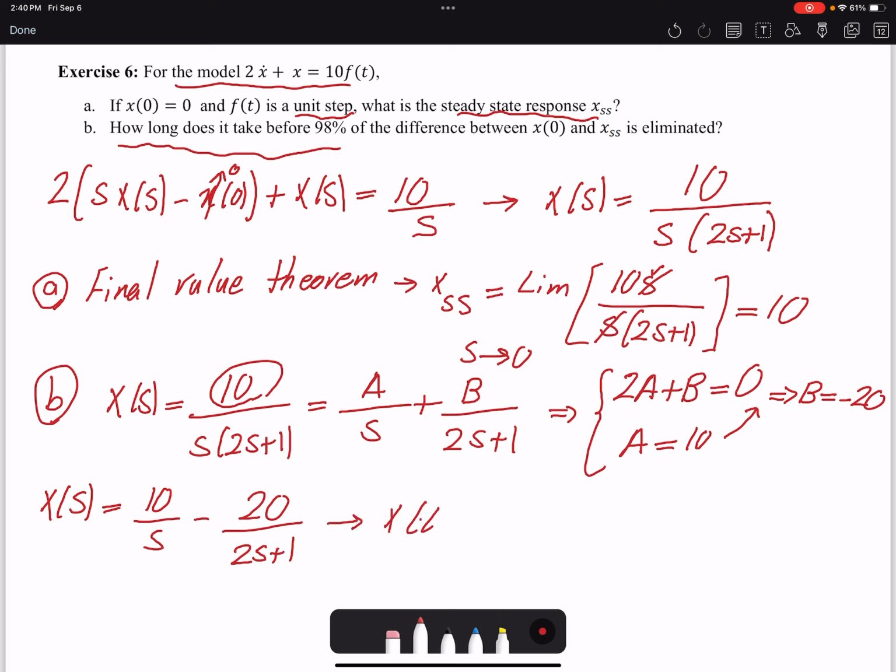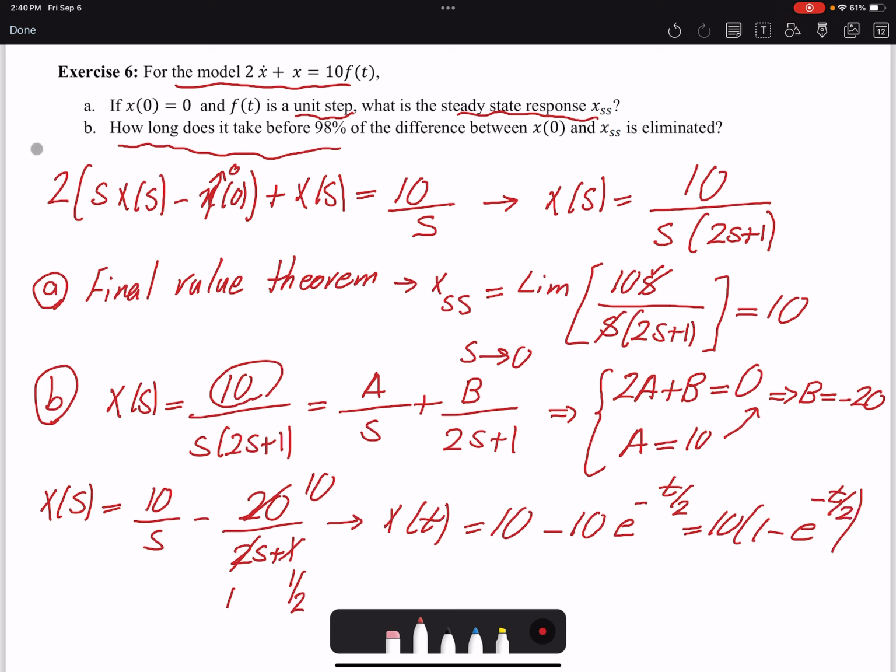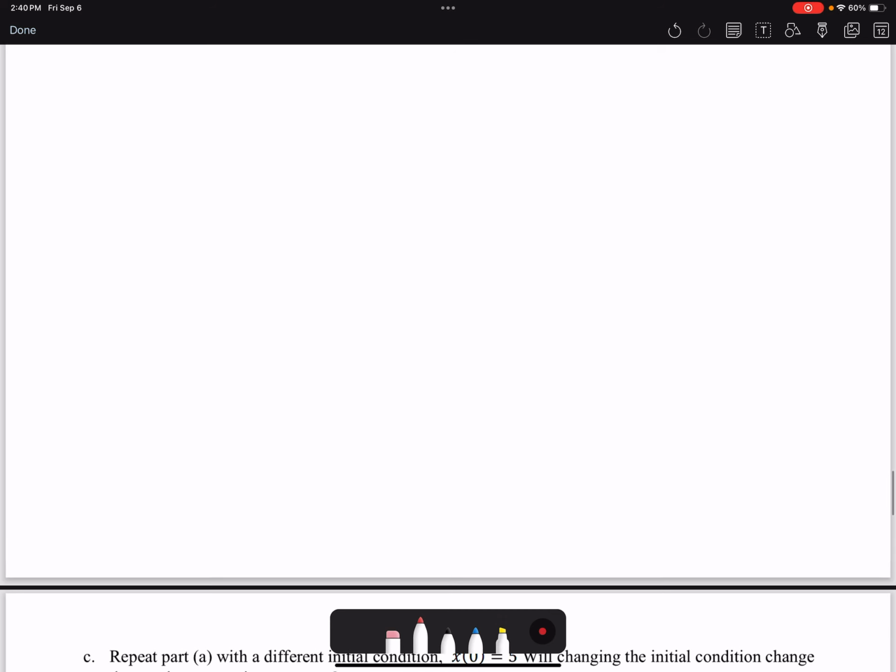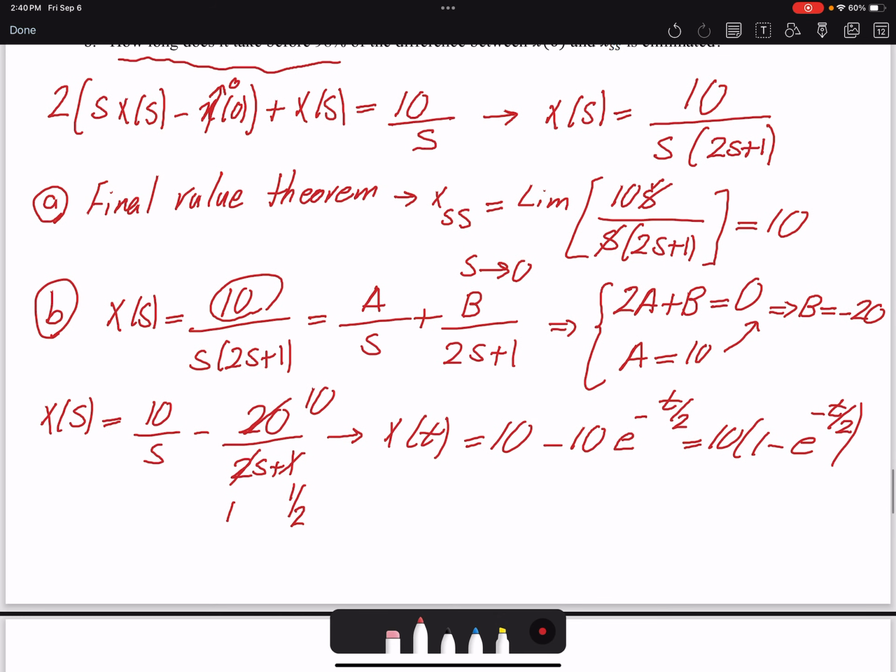Changing it to x(t), 10 over s would be 10. And then here I can divide everything by 2, so call this 10, call this 1, call this 1 over 2. So they gave me 10 minus 10 e to the minus t over 2. Or I can factor this. Looking at this, my time constant would be 2 seconds. I just compare it with t over tau, and here tau would be 2 seconds.